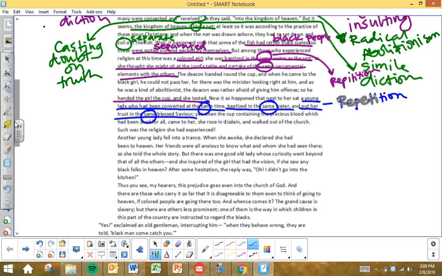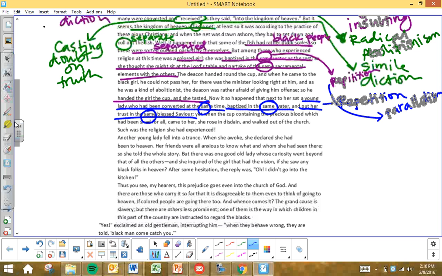What are you doing now? What's the term when you have the same constructions? Parallelism. All of these are made parallel. Exactly. Perfect word. To emphasize that there was no difference between them except for the color of that girl's skin.